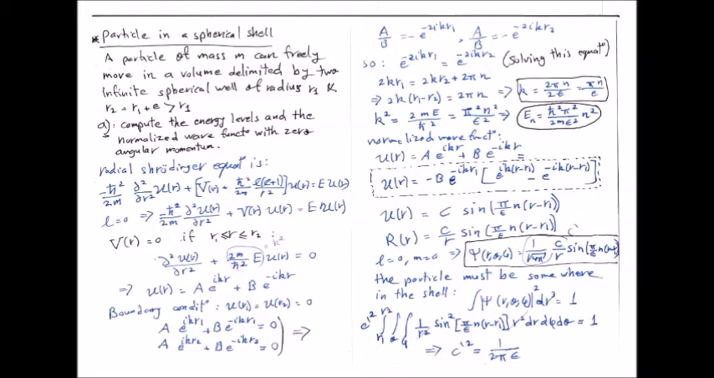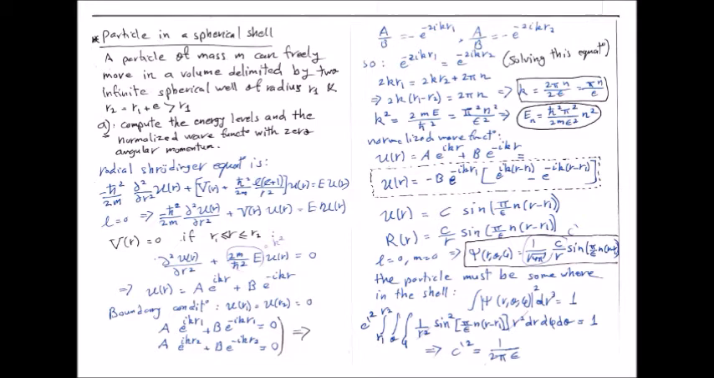Now I need to take into consideration that L equals 0 and M equals 0, because I have this spherical symmetry. Then psi(r, theta, phi) equals Y_00, which is 1 over the square root of 4 pi, multiplied by R(r), which I already found, say C over r sine of something. The new constant I can call C prime, to simplify things.